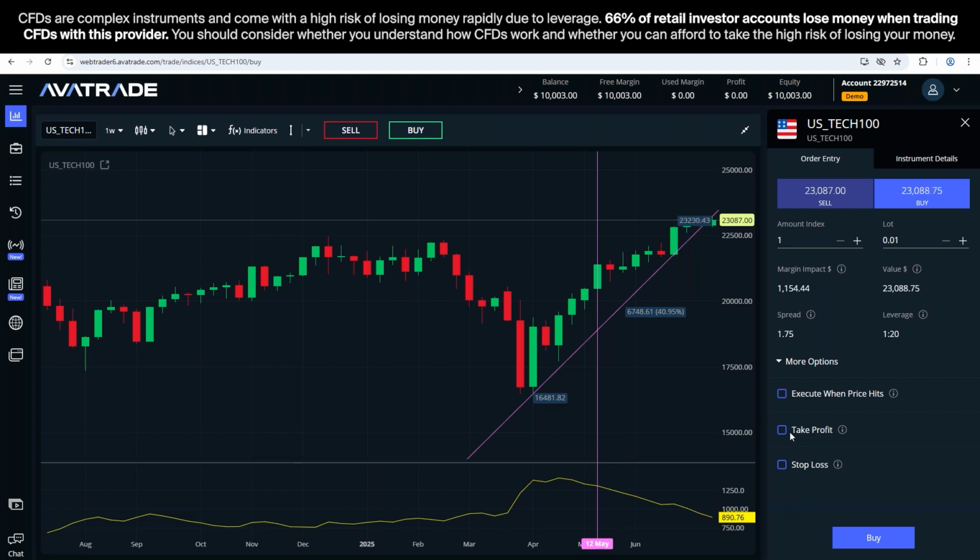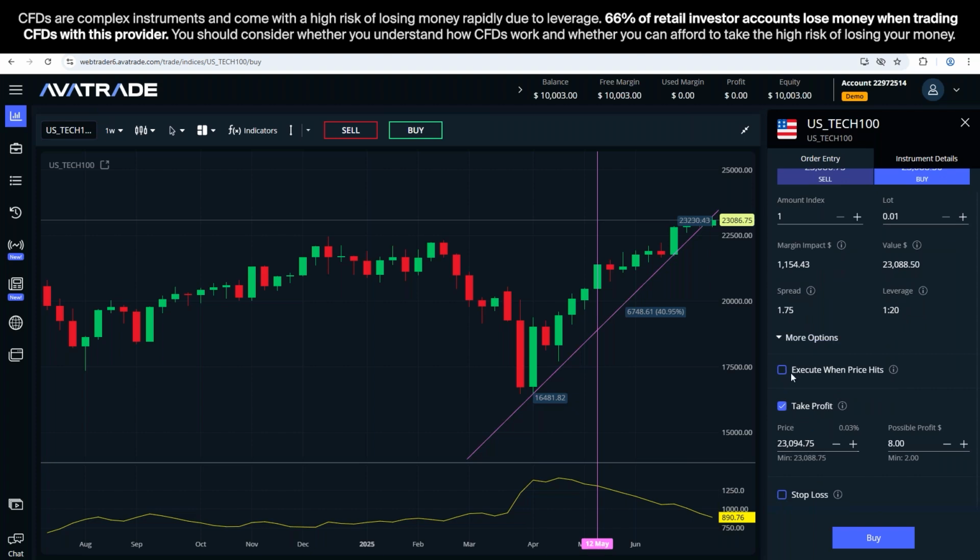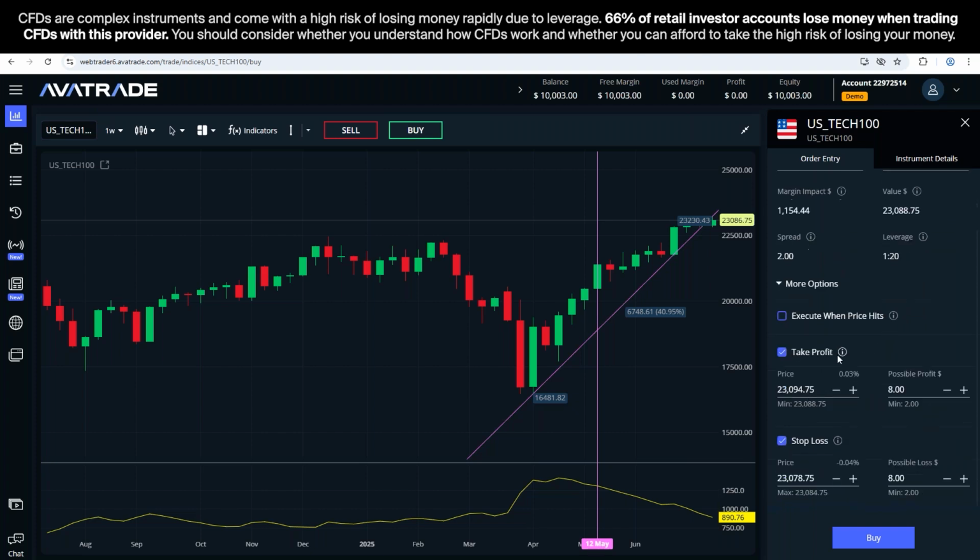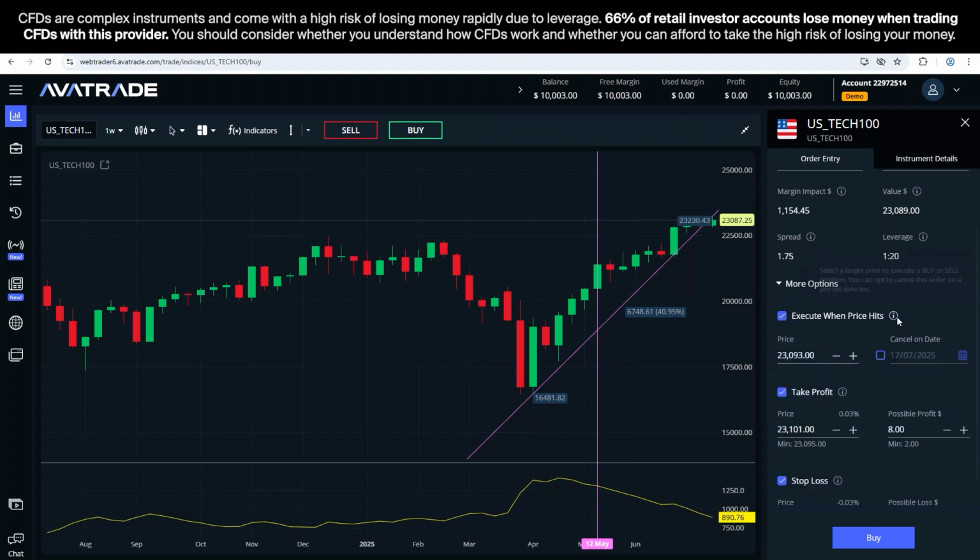So I'm going to click on the take profit, and I'm going to also click on the stop loss. And in here at the execute when price hits, this pending order behaves as a pending buy or sell. This allows me to automate my entry. This is very similar to using a buy limit or a sell limit in MT4 and MT5.